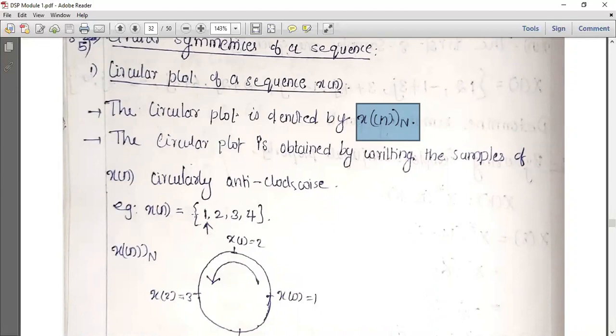So this is the point x of 0, this is the point x of 1, this is the point x of 2, this is the point x of 3.